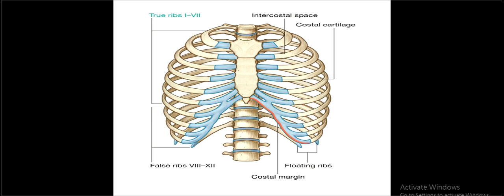Ribs 1 to 7 are known as true ribs because they directly join with the sternum. Next, ribs 8 to 10 are known as false ribs because they are indirectly linked with the sternum. After that there are 2 floating ribs which are floating in the thoracic cavity. So the total number of ribs in the chest is 24. So the total number of bones in the chest or thoracic cavity is 26.